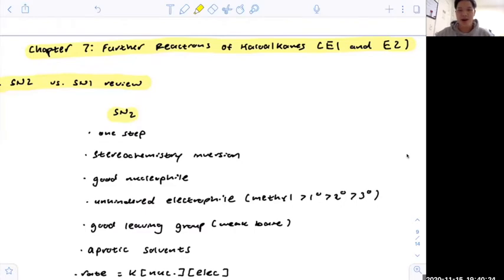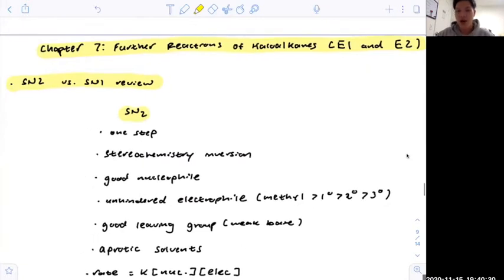Hi, welcome back. We're going to be doing chapter 7, which is again further reactions of haloalkanes. Last video was on SN1, and this video is primarily going to be about E1, because I think E2 is a little bit more complicated to explain, and there's a lot of other stuff to go along with the elimination reactions.